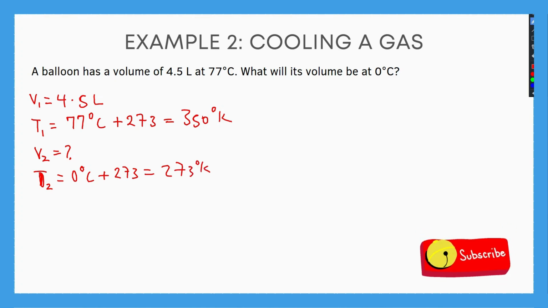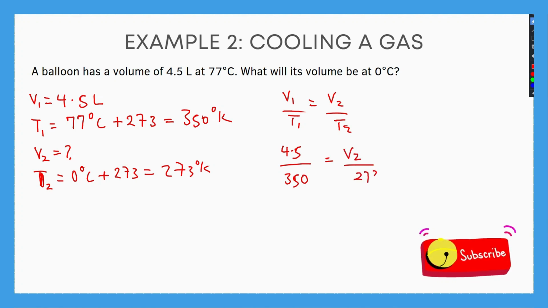So let's input our variables into the equation. V1 over T1 is equal to V2 over T2. So V1 is equal to 4.5, T1 is 350. This is equal to V2, which is unknown, divided by T2, which is 273. At this point, we cross multiply. It now becomes V2 times 350 is equal to 4.5 times 273.